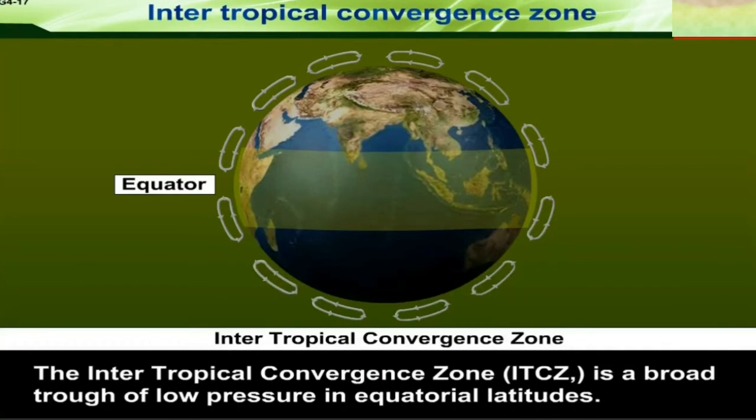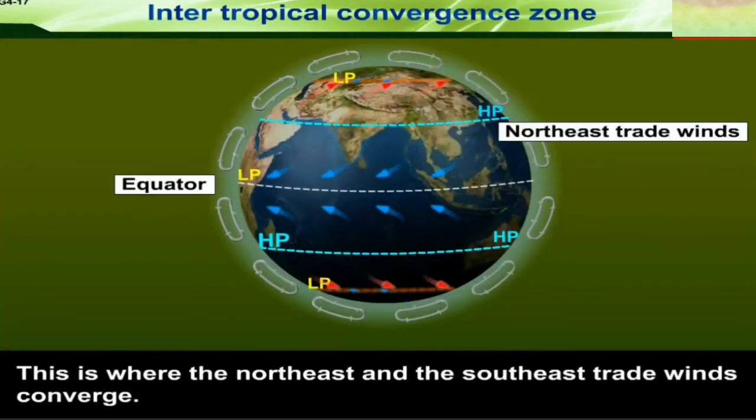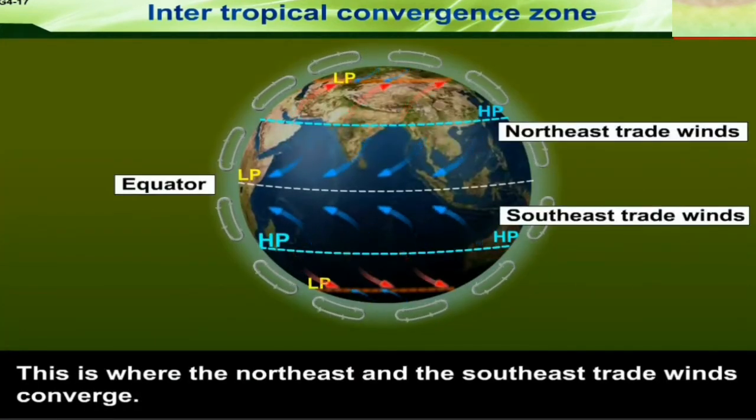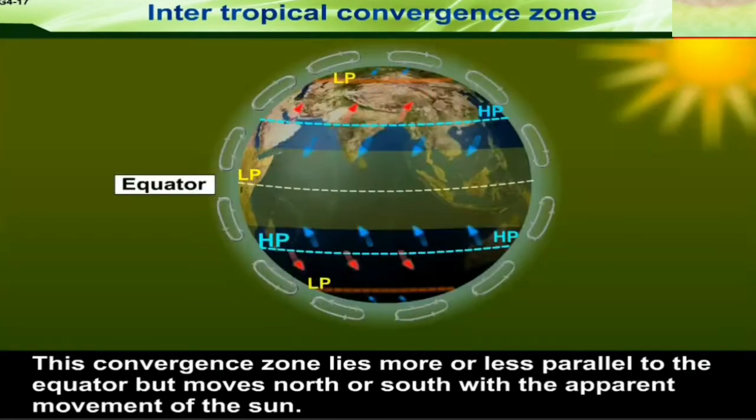Intertropical Convergence Zone. The Intertropical Convergence Zone, that is ITCZ, is a broad trough of low pressure in equatorial latitudes. This is where the northeast and the southeast trade winds converge. This convergence zone lies more or less parallel to the equator but moves north or south with the apparent movement of the sun.